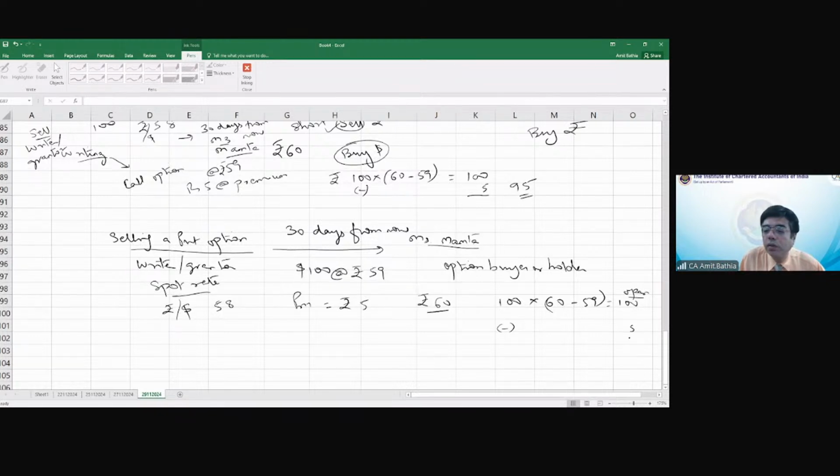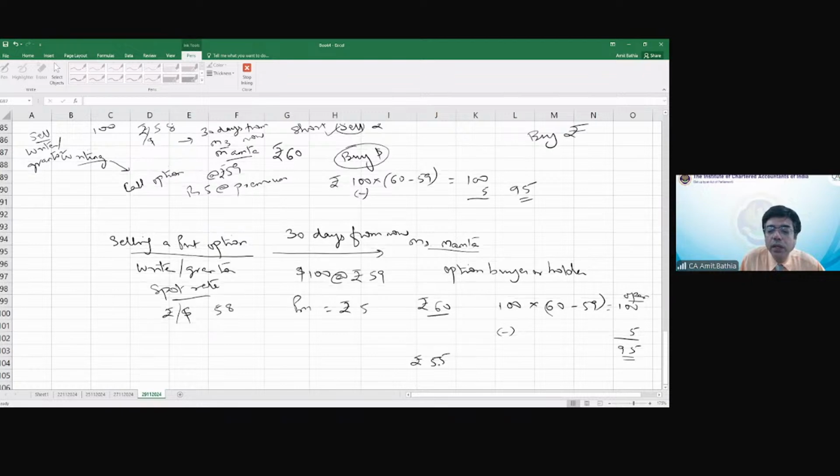₹5 premium she paid. 5 rupees premium which she had paid. So she will now have 95 rupees profit. Say for example, if this price had become rupees 55, then what would have happened?